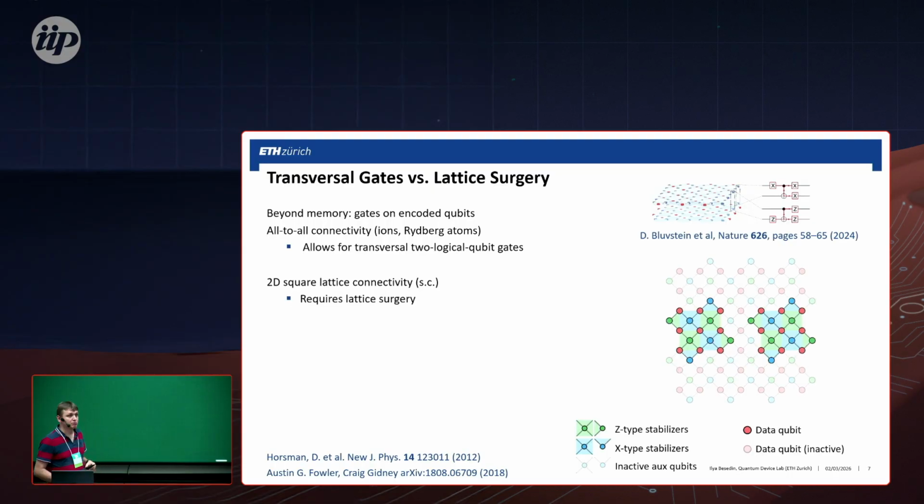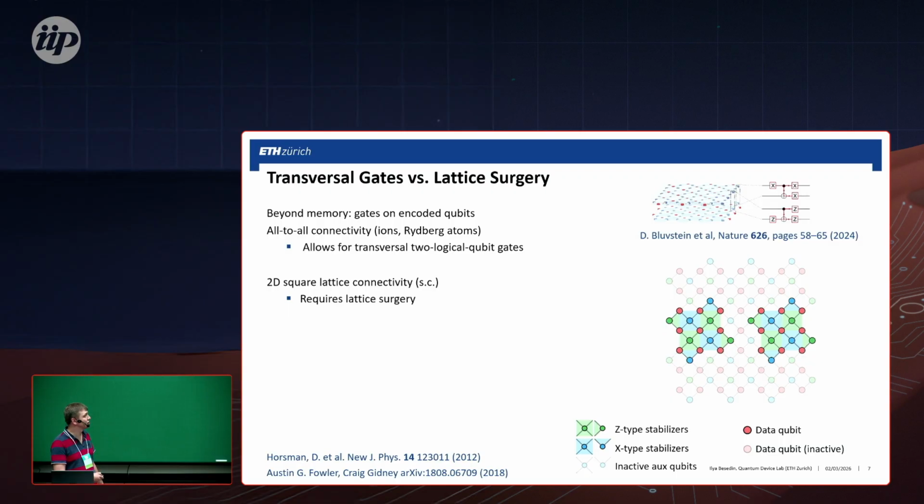Now, my problem as a superconducting qubit guy, I cannot move my qubits around. They pretty much stick to the silicon slab. They're not going anywhere, so I have to do lattice surgery. So lattice surgery, you can think of the following way. Imagine you have an infinite grid of qubits. The red ones are the data qubits, the green and blue ones are Z-type and X-type auxiliary qubits for measuring the respective stabilizer type, and patches on this grid are logical qubits.